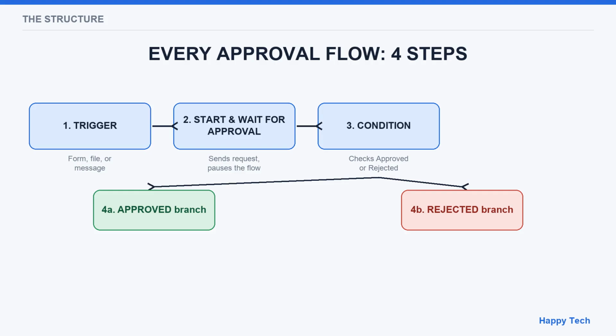Every approval flow follows the same 4-step shape. First, a trigger starts things off. That could be a new form response, a new file, or a Teams message. Second, the start and wait for approval action sends the request and pauses. Third, a condition checks what the approver chose. And fourth, you branch into 2 different sets of actions: one path for approved, one path for rejected. Once you see this shape, you can reuse it for almost any approval scenario.